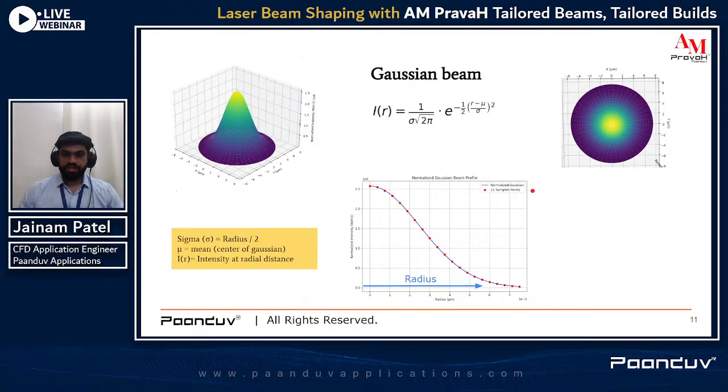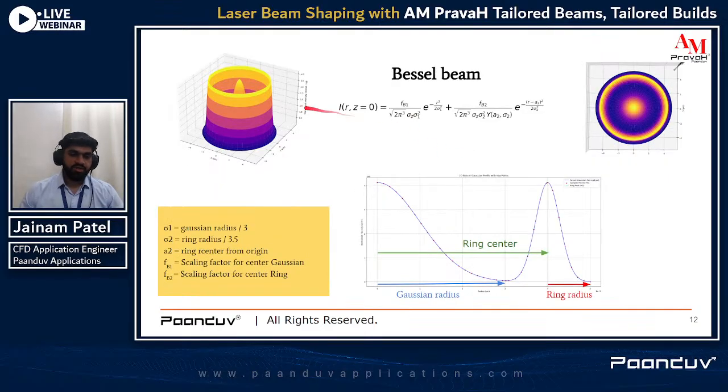The first one is the Gaussian beam. In the Gaussian beam, we can see a very high intensity peak of energy at the center, and as we go away from the center along the radius, the intensity declines. The user can use this formula to create this 3D shape for the Gaussian beam, and provide the radius points and the intensity points in AM PravaH.